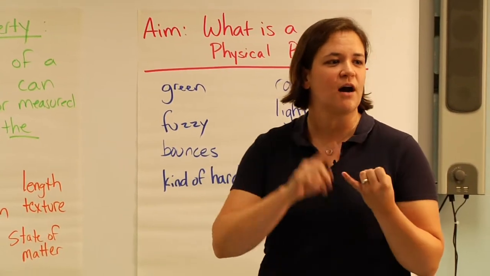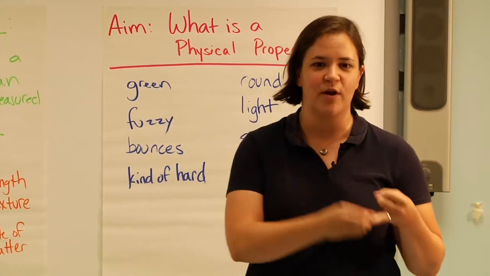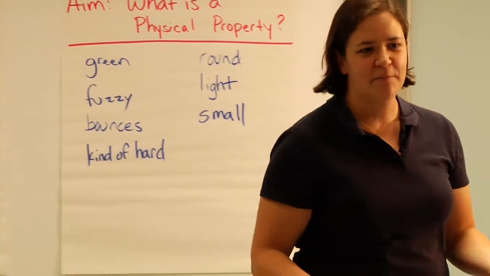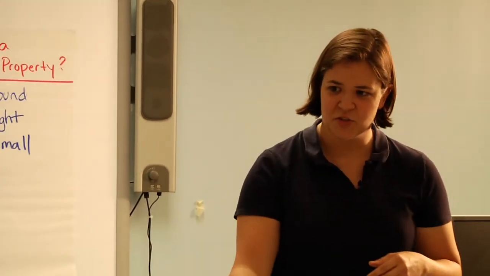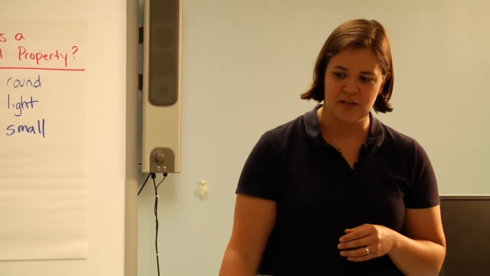So you can't do the color for every single one of them, the shape for every single one of them. You can overlap, but you can't use the same ones for each. So go ahead and pick 5 objects, whichever 5 you like. You're going to list 5 physical properties for each, and I'm going to come around and check them for you.